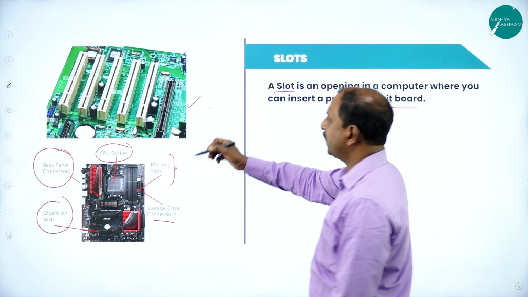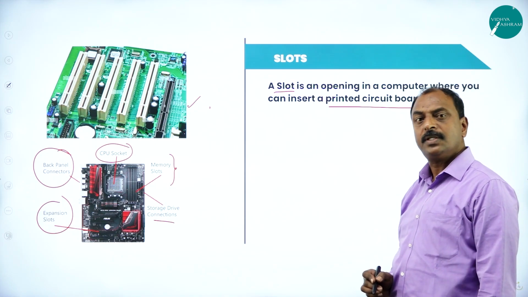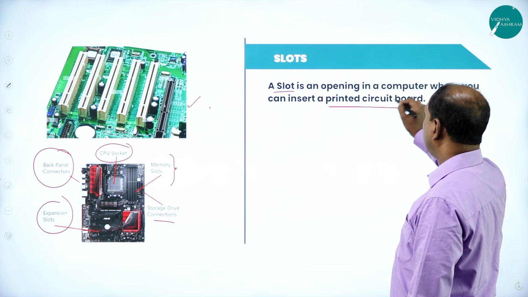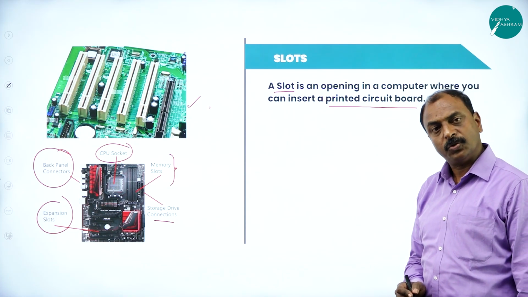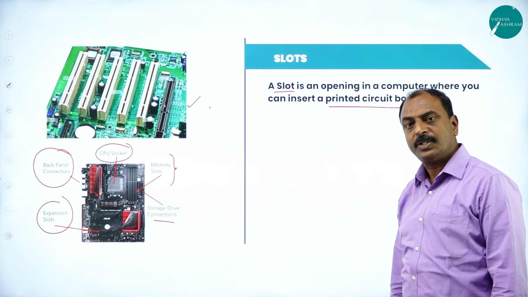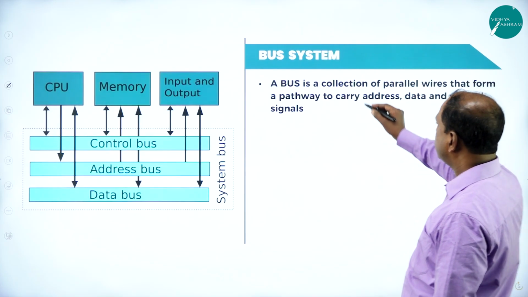These are different types of slots on the motherboard, the expansion slots and back panel connectors. These are all the different types of slots available on the motherboard, which we use to connect different PCBs, or printed circuit boards. So it extends the capability of a computer system. Now in the next slide we have the bus system.